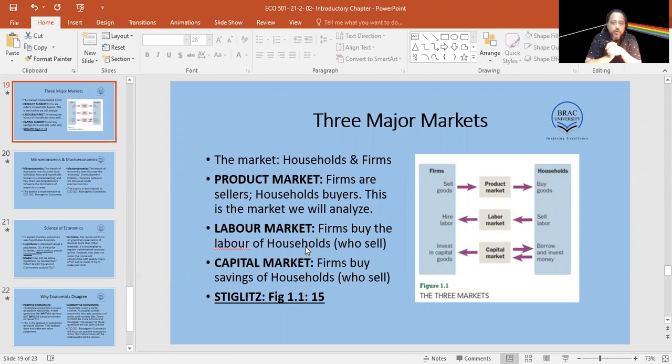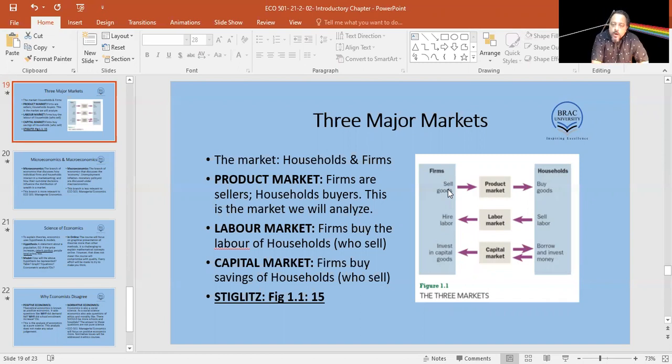But in a product market, the one on the top, the firms are the sellers. Over here, the households are the buyers. So in a product market, the good travels from the firms to the household. Product means a finished product, a final product. For example, a Coke. When it is sold, it's not going to be sold as an input in some other production. It will be sold for final consumption. And that consumption will be made by the households.